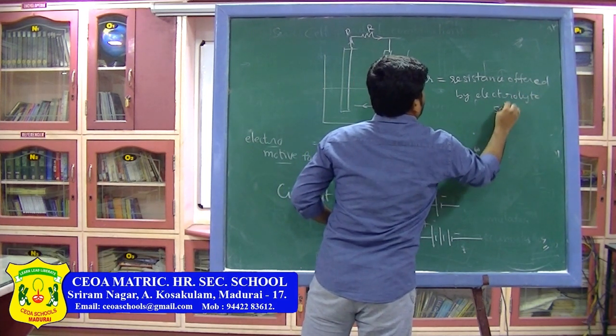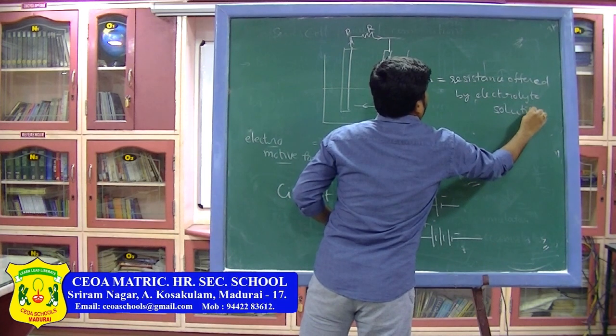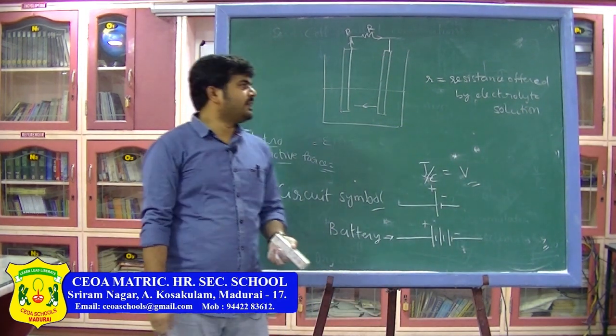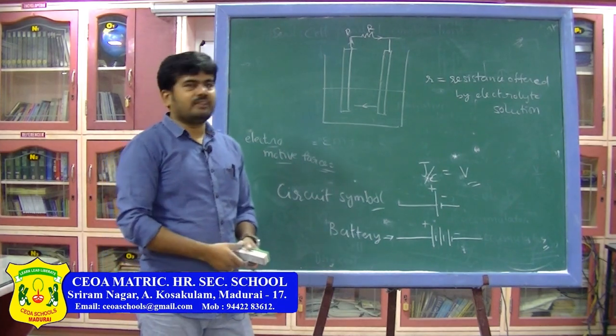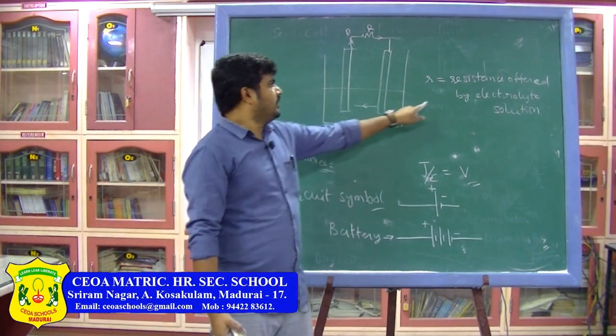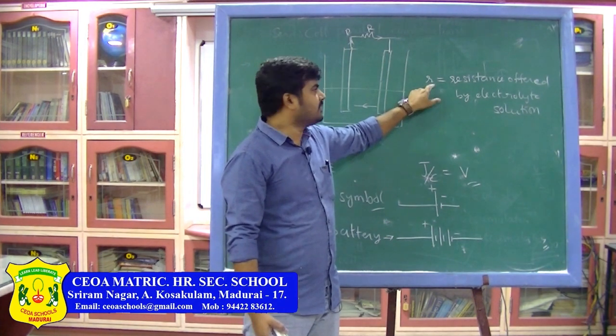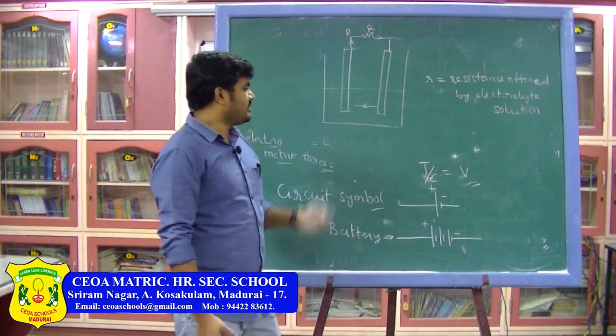Electrolyte solution to the flow of current inside this cell. So that is what internal resistance is. Generally this value will be very, very small. That is why you can represent this internal resistance with a small r.